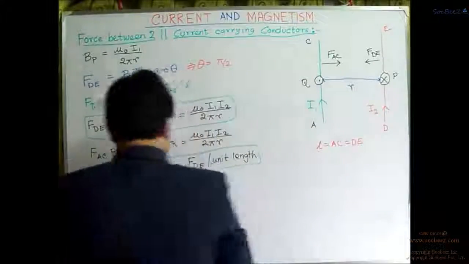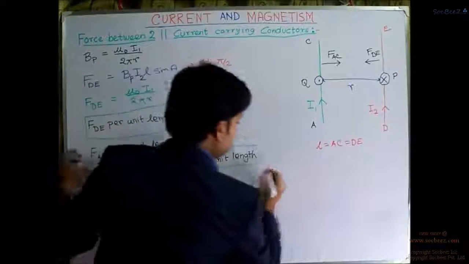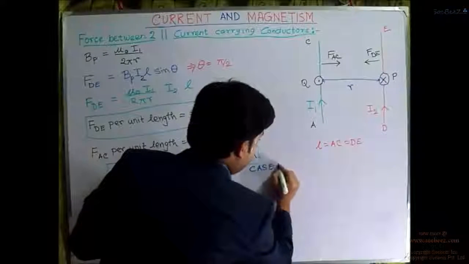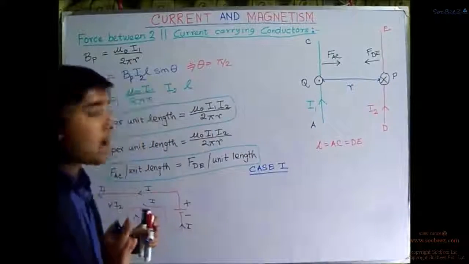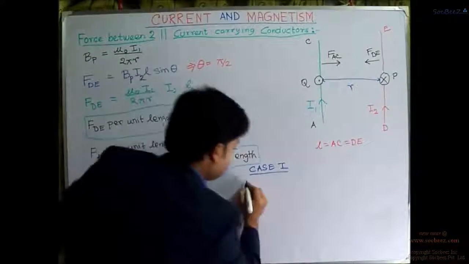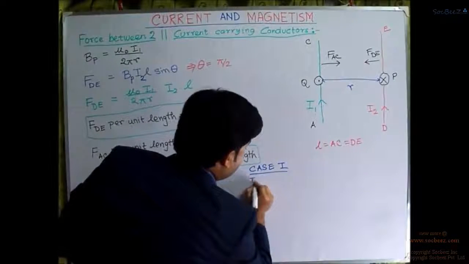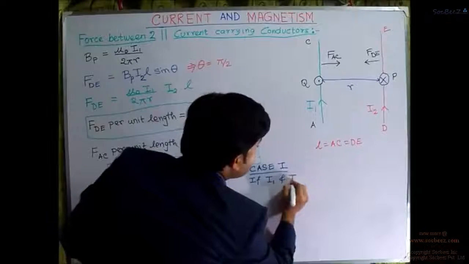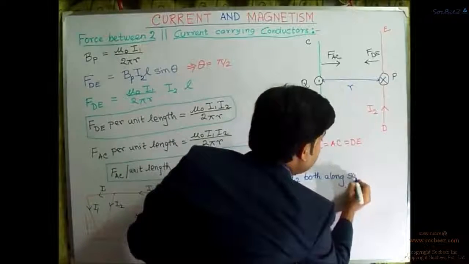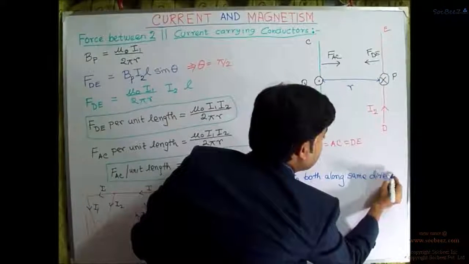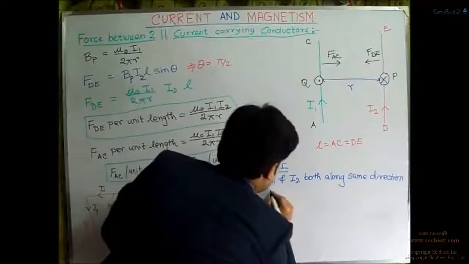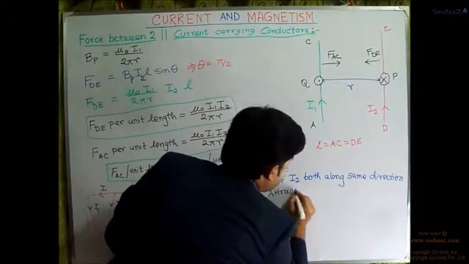Right? So, we can say it as cases. Case 1: first of all, both the wires must be parallel and they must be current carrying conductors. After that, case 1 says that if I1 and I2 are both along the same direction, then what will happen? Simply attraction will take place.